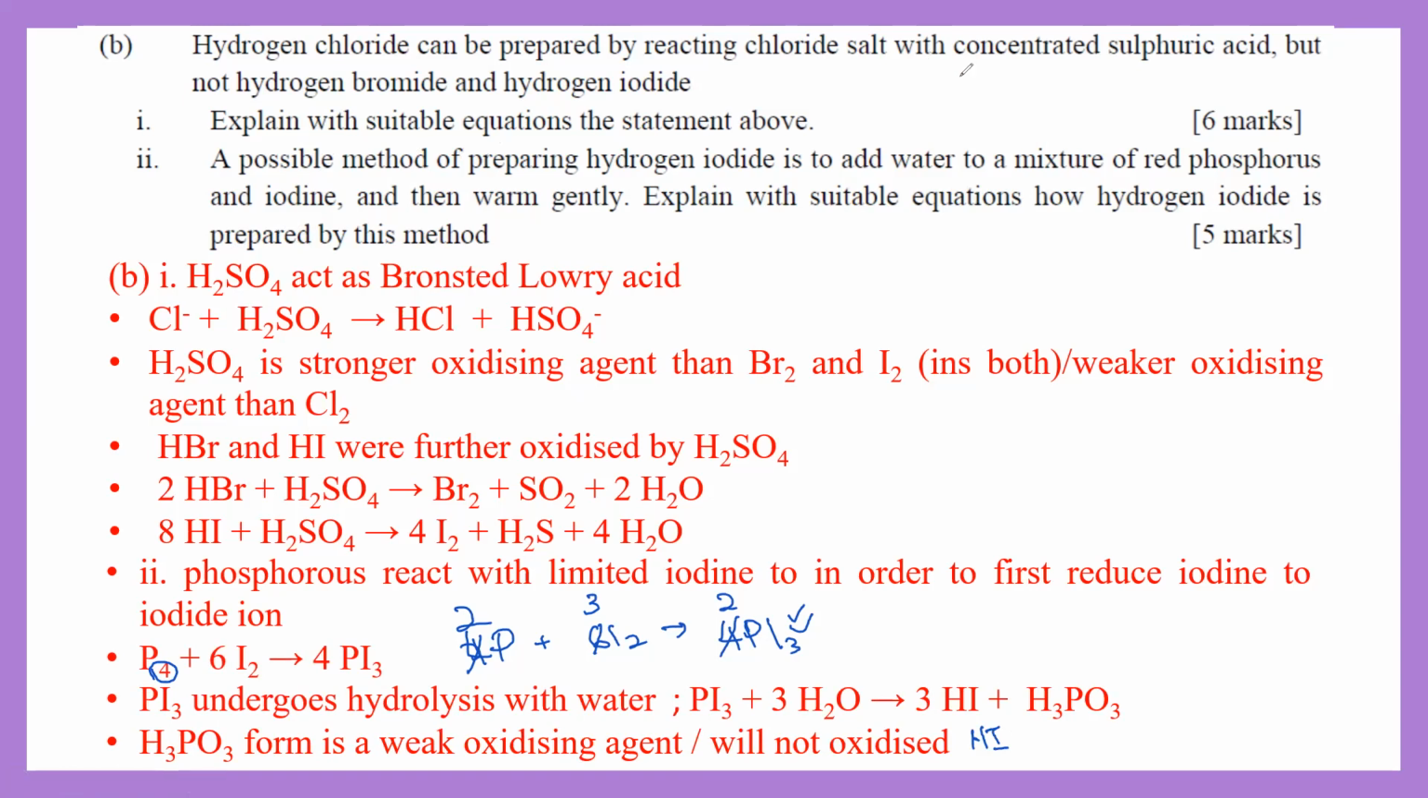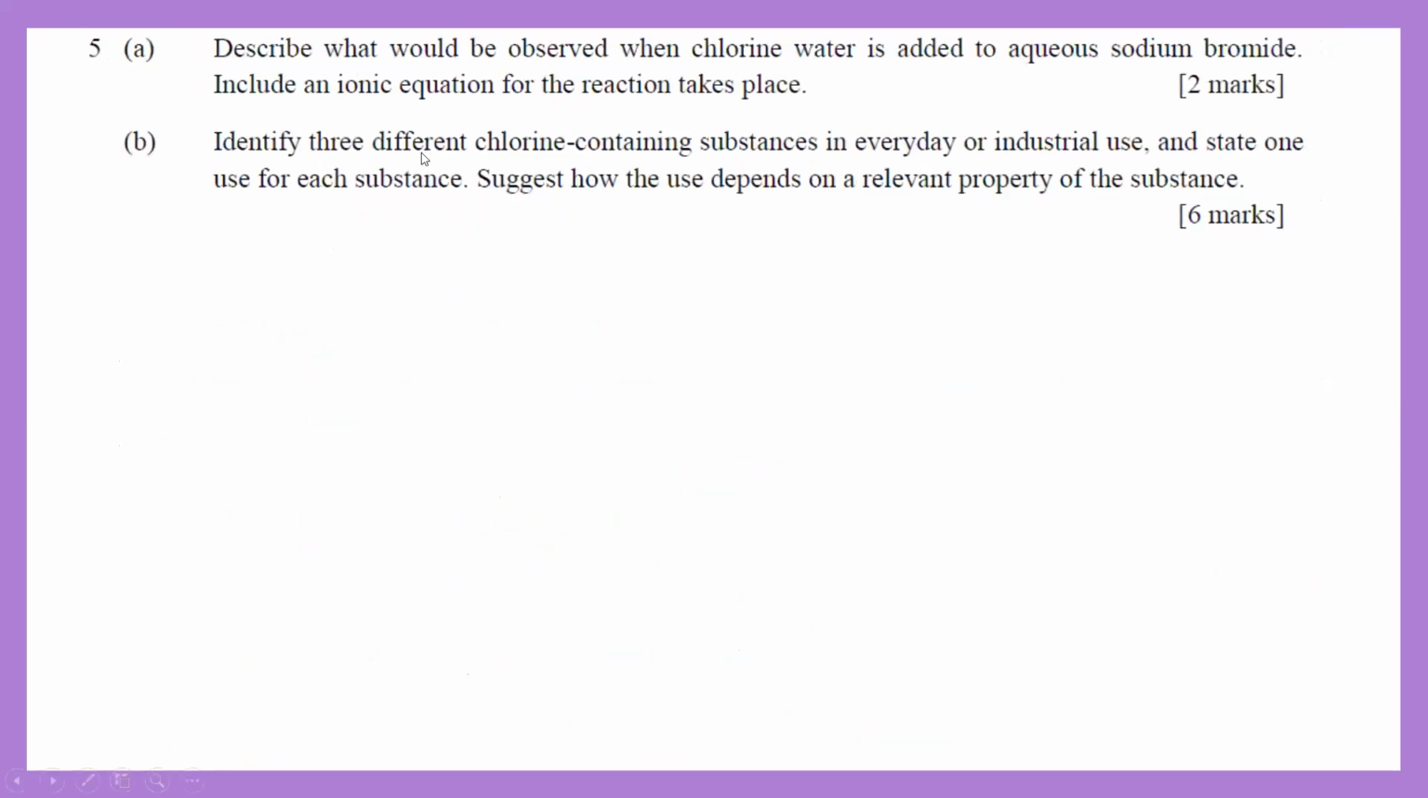Let's advance to essay question number 5. Essay question number 5, here we go. Describe what we observe when chlorine water is added to aqueous sodium bromide. Include an ionic equation for the reaction that takes place.